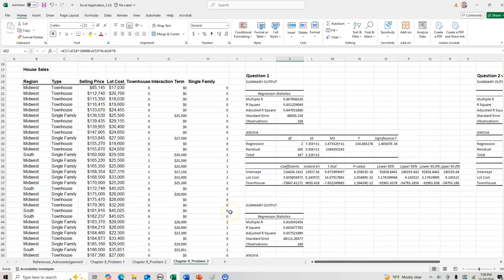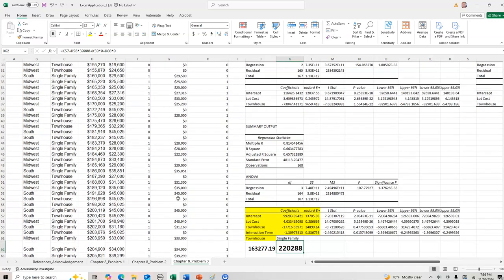The interesting thing to do if you really want to play around with this is go back and estimate this, where instead of having a townhouse in the model, you've got the single family house in the model, and you will come out with the same results. It doesn't matter how you treat the binary variable. So I hope this helps, and let me know if you have any questions.